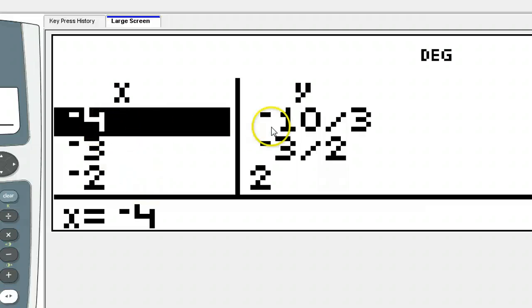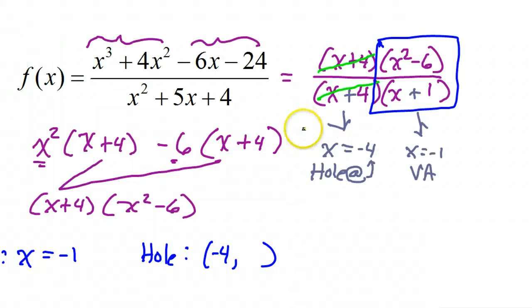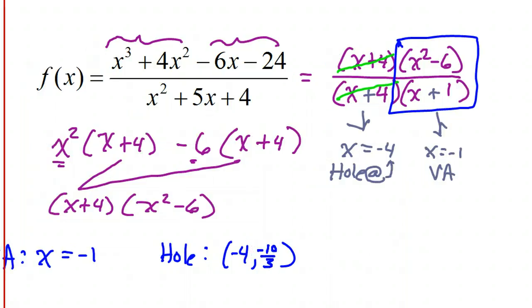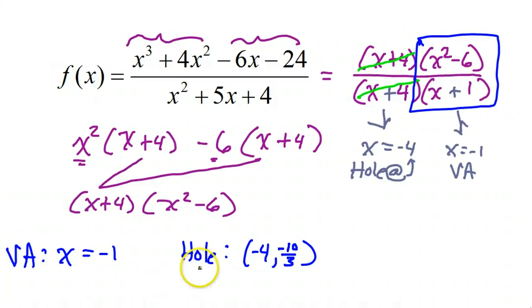Okay, at negative 4, the y value is negative 10 over 3. Just leave it like that for now. So negative 10 over 3. So we have a hole at negative 4 comma negative 10 over 3. So we have a vertical asymptote, and we have a hole.